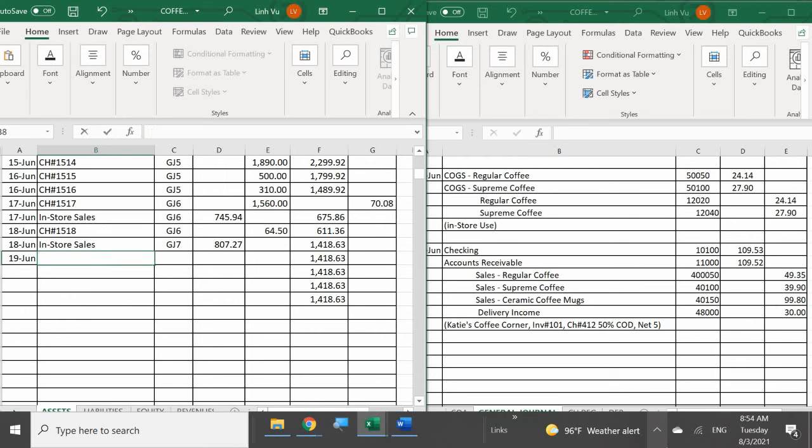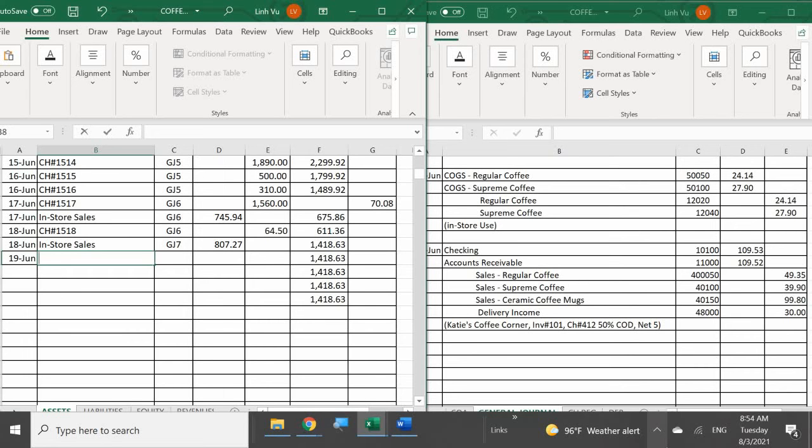What did you put for your note here? Well, it's not an in-store sales. No, it's not an in-store sales. You just put the vendor's name, Katie's Coffee Corner, and the check number? You can put that. Remember, it's not a vendor, it's a customer. Okay, a customer. Or what would be the proper journaling?